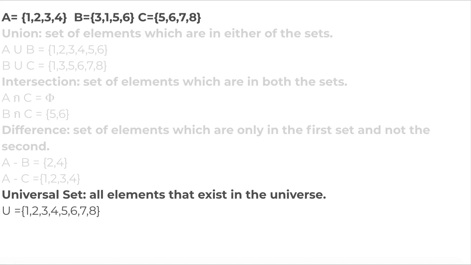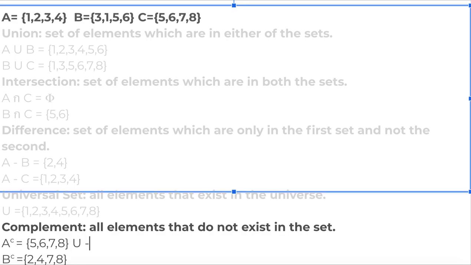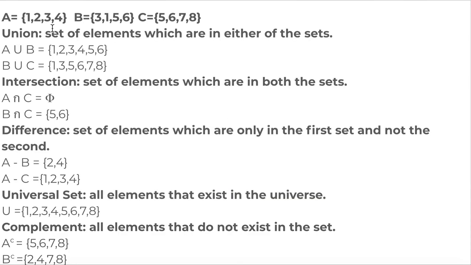Universal set is the set of all elements that exist in the universe, so you just union all of them. That's why you have 1, 2, 3, 4, 5, 6, 7, and 8. A complement is all the elements that do not exist in the set. So it's just the universal set minus the set A. You remove all the elements from the universal set that exist in the set A. And similarly with B, where you had 3, 1, 5, 6, and the universal set had 1 to 8 elements. So you remove all the elements that are in B from the universal set, and you have U minus B. So that's the whole thing.